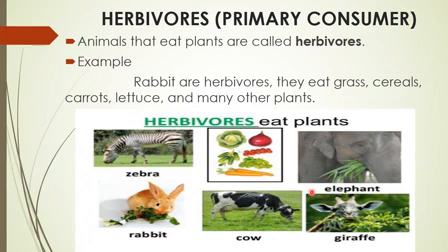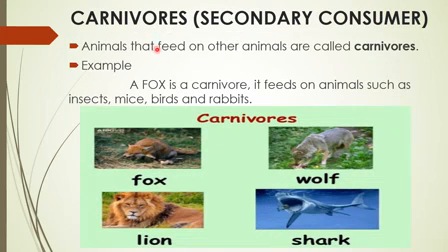And you can also see the zebra, cow, giraffe, elephant. These are all examples of herbivores because they take their food from the plants, and plants are the producers. So now moving to the next slide.